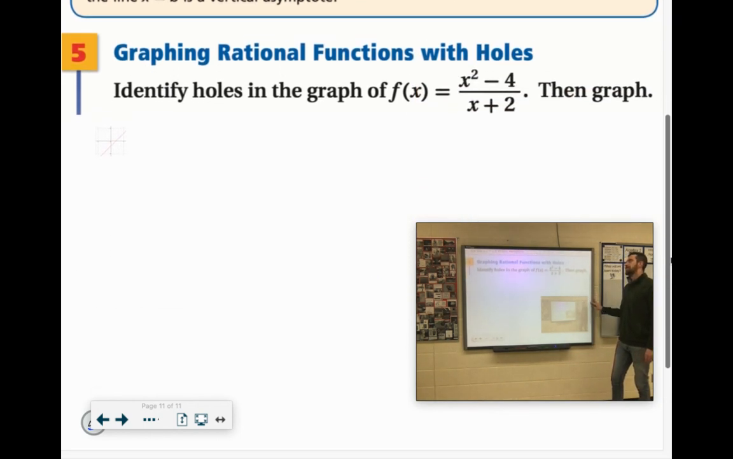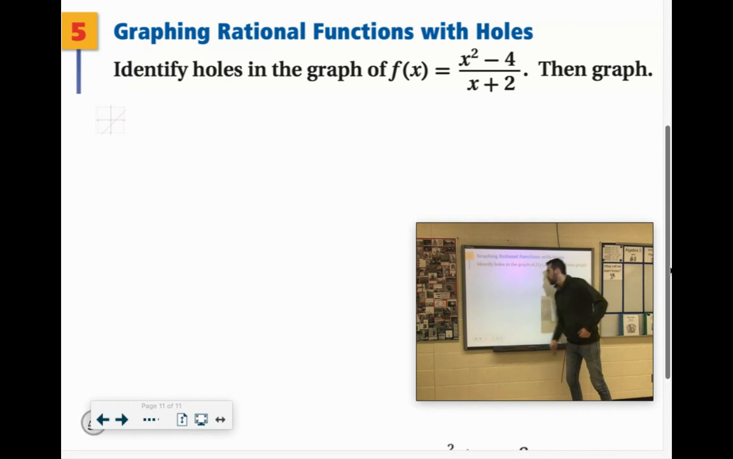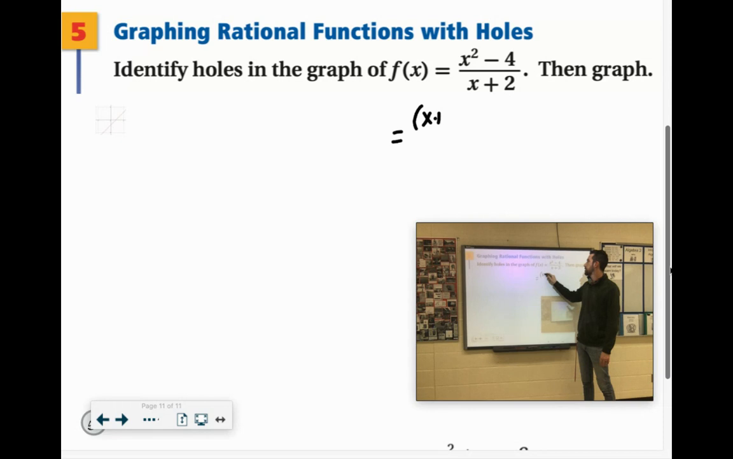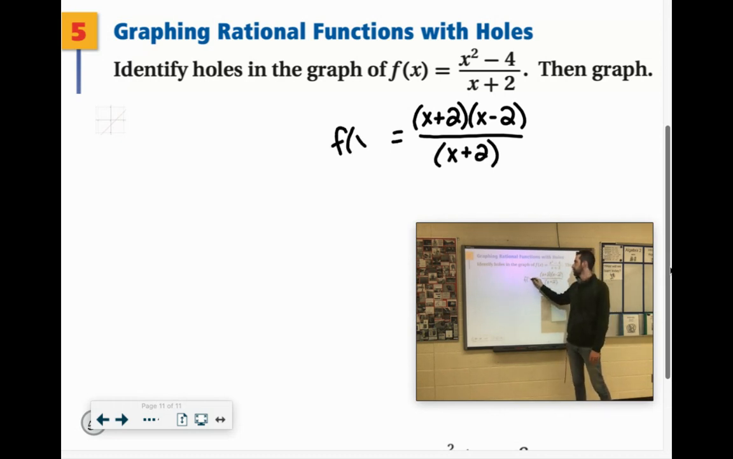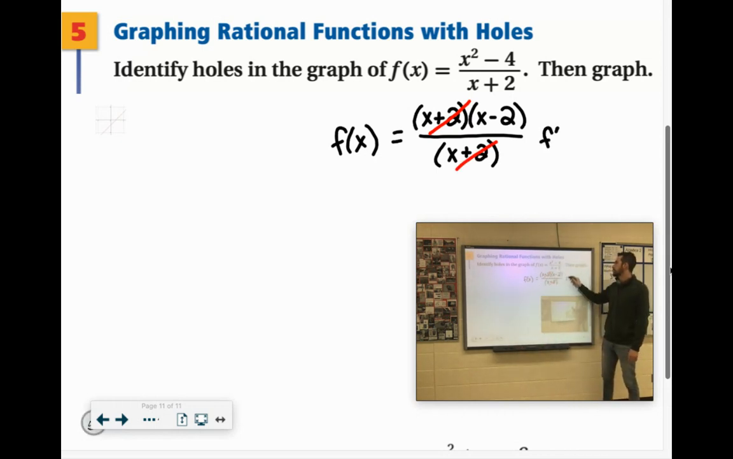So check this out. Identify holes in the graph of f of x equals x squared minus 4 over x plus 2, and then graph. So if we were to factor this, the numerator would factor to x plus 2 times x minus 2. Now, if we simplify that, they both have a common factor, the x plus 2. So what we're left with is f of x, which is the same as y, equals x minus 2.